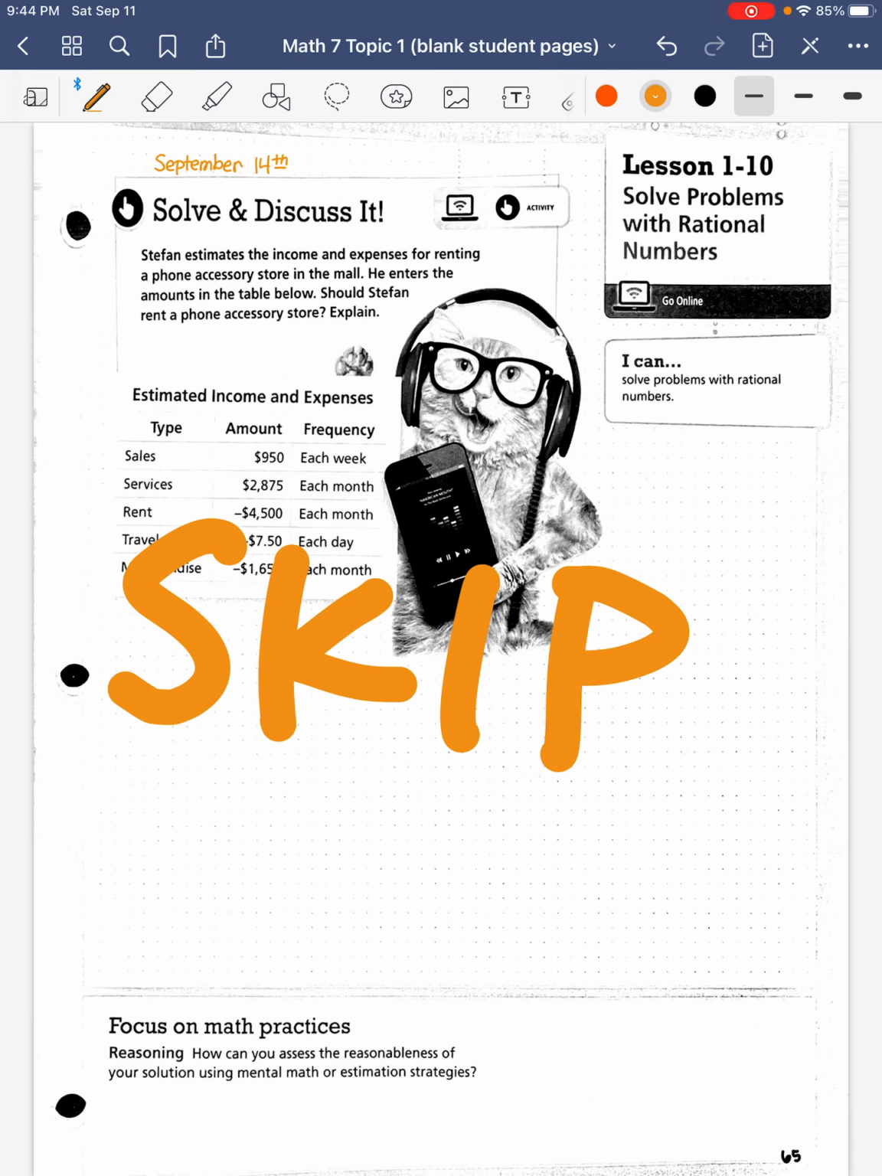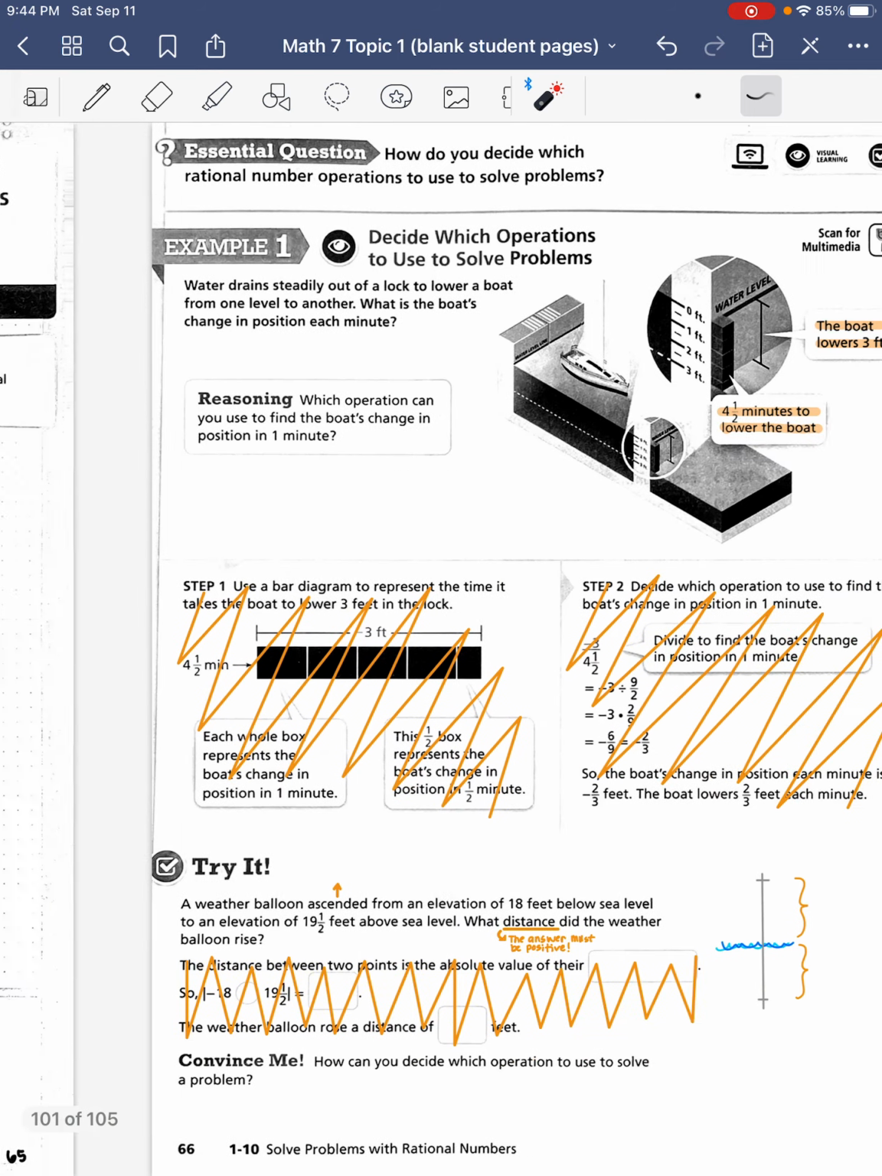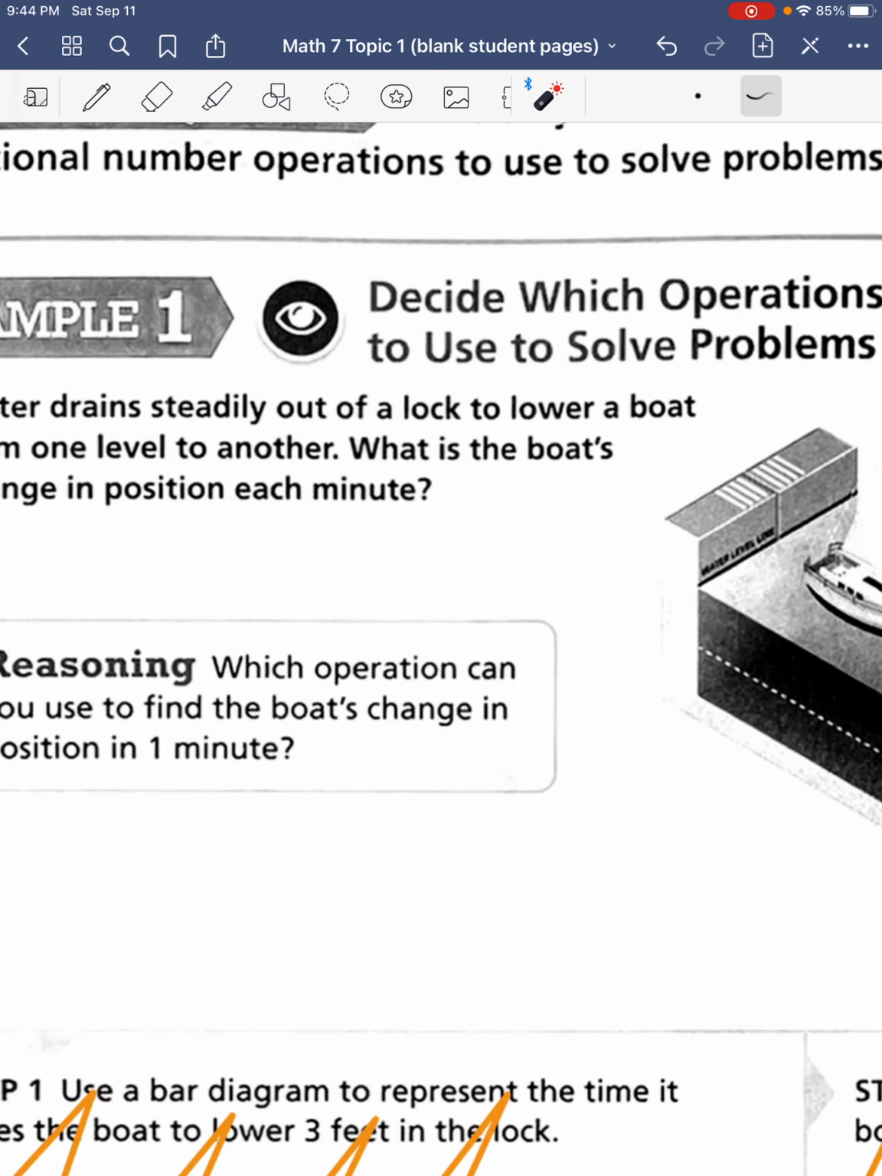Hey y'all, today is Tuesday, September 14th, and we are working on lesson 110. The lesson title is Solve Problems with Rational Numbers. So we could be adding, subtracting, multiplying, or dividing with rational numbers. So let's get started. Skip page 65 and go on to page 66.